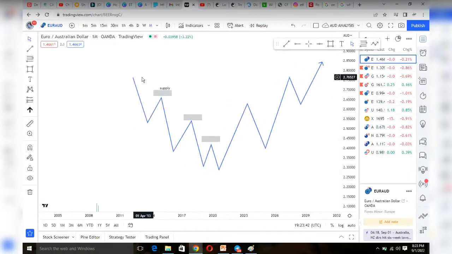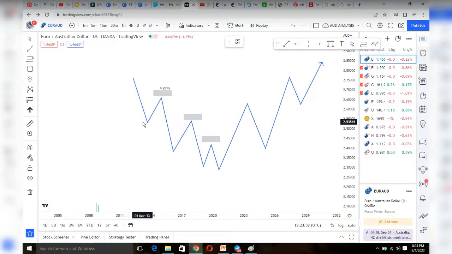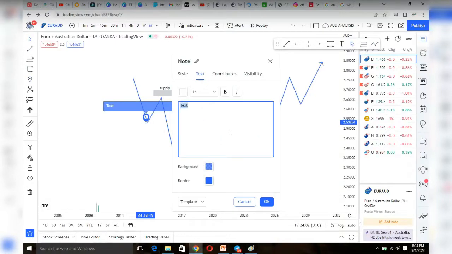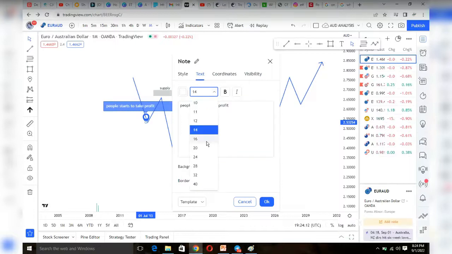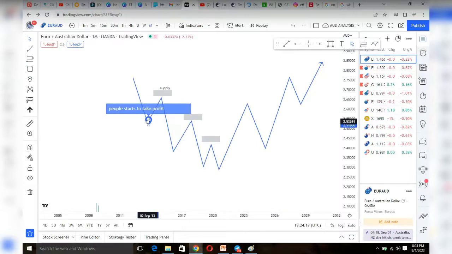So what it means is that this market started to sell. When it got there, people start to take profits. So this is what is happening here. I think I should just put the notes there instead so that we can see what is happening. People start to take profit. Let me increase this font size. So you can see around this area, people start to take profit.